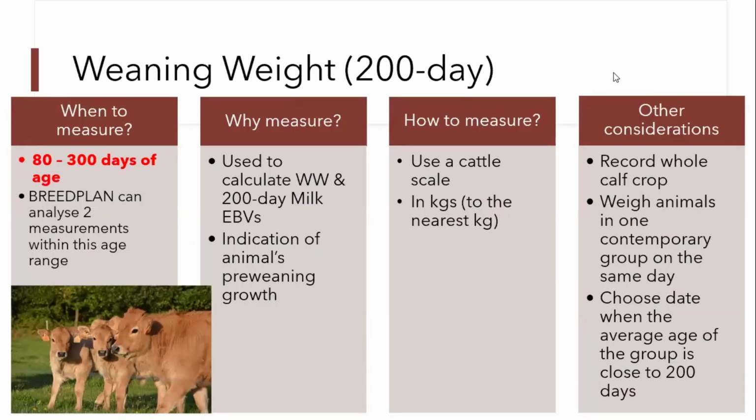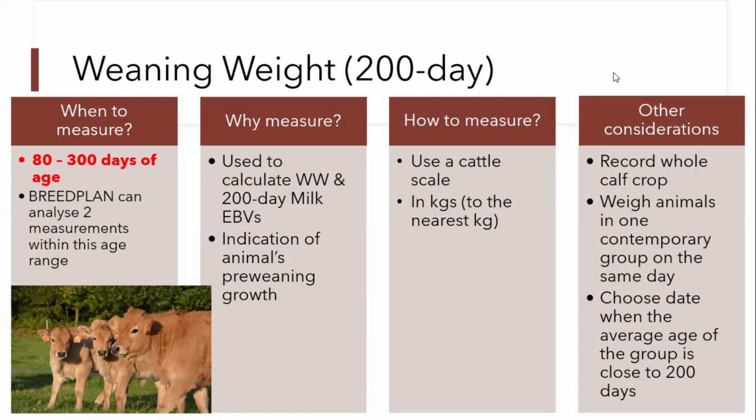Then we get to weaning, so 200-day weight. So when do we record this? We can record it from 80 days of age up until 300 days of age. BreedPlan can analyze 2 weaning weights. So for example, you can weigh your calves when they are around 140 days of age, and then around about 220 days of age. If you record it twice, and remember we need to record all of our calves twice, it increases the accuracy of our EBVs.